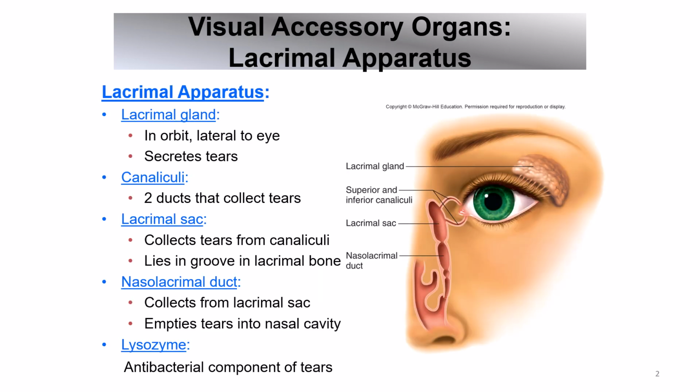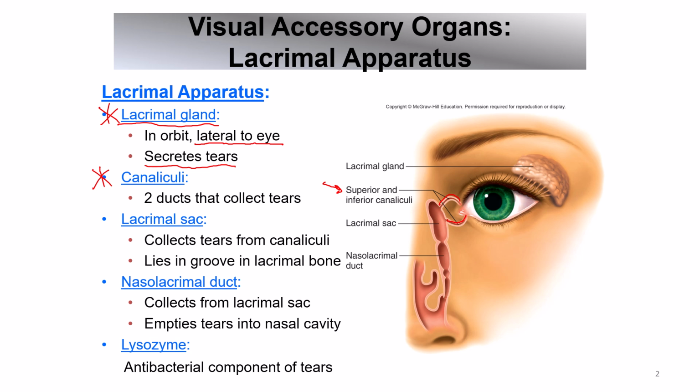Here with the lacrimal apparatus, the lacrimal gland, know that these are on the lateral side of the eyes, and they're secreting tears. After they secrete, the tears are going to go towards the medial side. Then the canaliculi are the little tubes, little ducts. Here in the picture, it's labeled here. Here are the two little ducts.